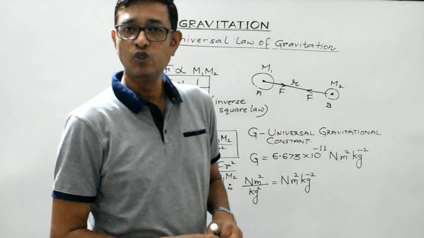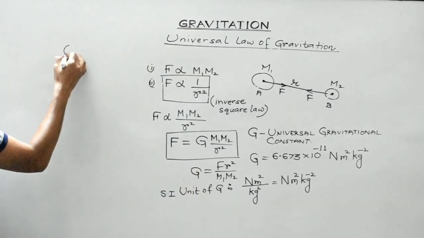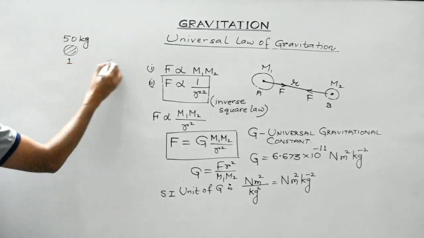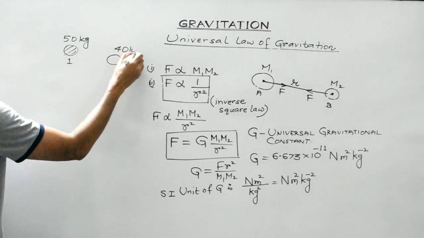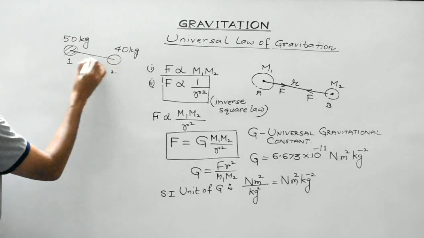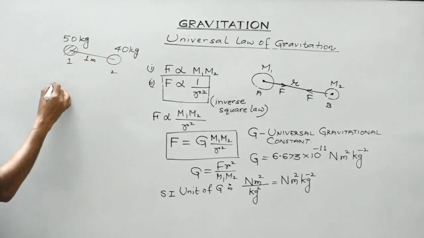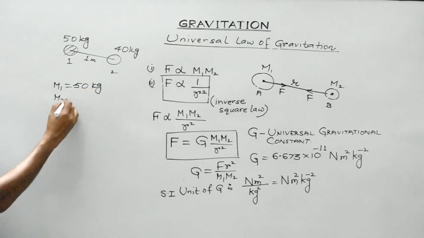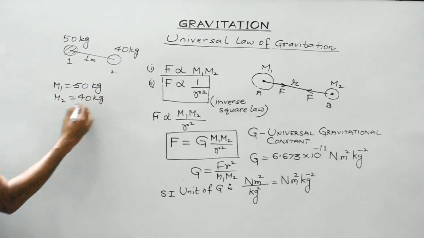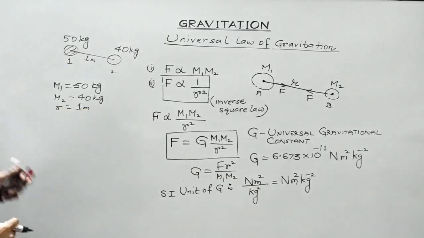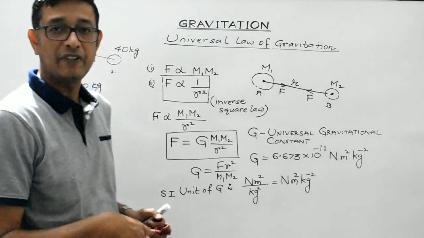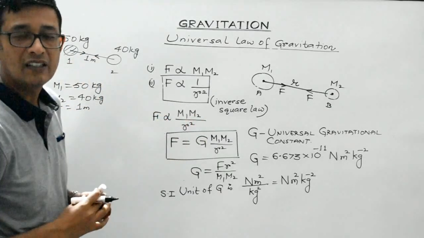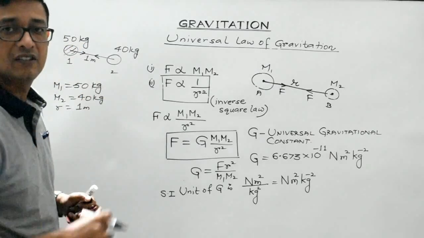So we are considering two objects. Suppose one is of mass 50 kg and this is the second object. This is suppose of 40 kg placed at a distance of 1 meter. So here M1 is 50 kg, M2 is 40 kg, R is 1 meter. So we can easily find out the value of gravitational force acting within these two. These two bodies must be attracting each other, right? Let's try to find out the magnitude of that force.